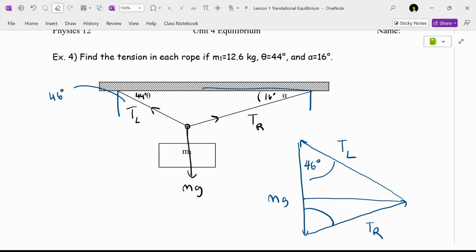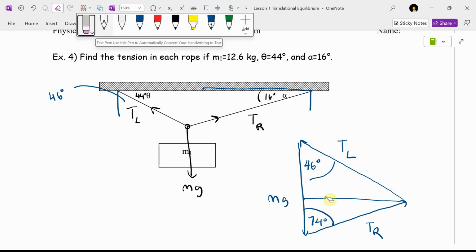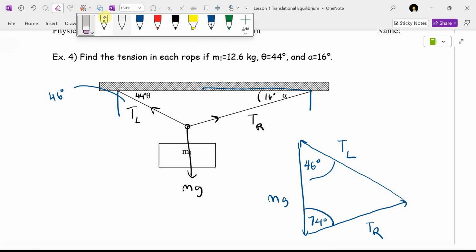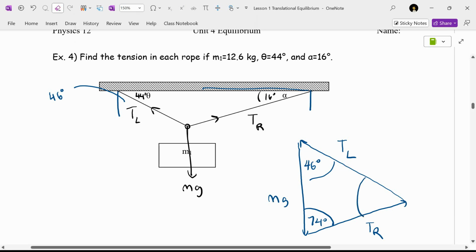Is that okay? It's going to be 180 minus 16 minus 90, or just 90 minus 16. Yeah, this is going to be 74 degrees. And now I'm going to get rid of this line, and I'm good to go. I can find the third one. What's the third angle? Well, every triangle adds to 180, so 180 minus minus.